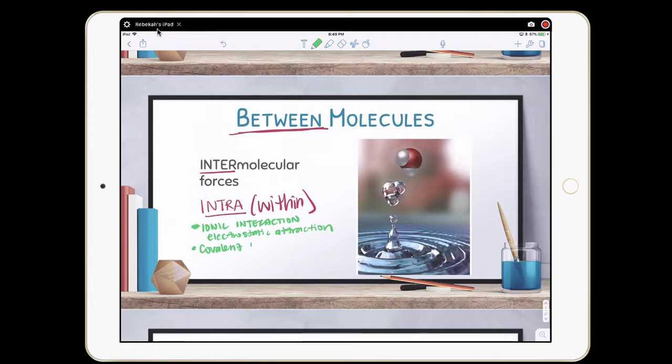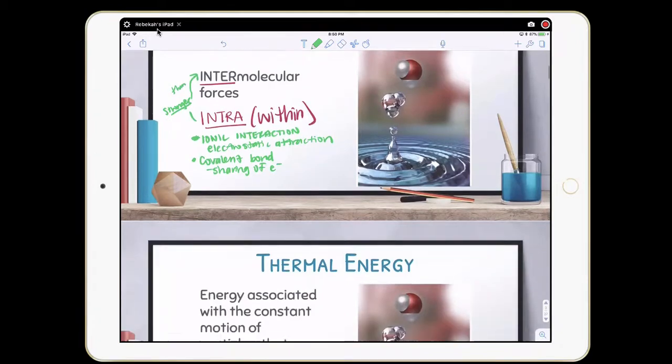Covalent. So a covalent bond. This is the sharing of electrons that's happening inside the molecule, within the molecule. These are very, very, very strong forces, stronger than the intermolecular forces. So we're now talking about things that are a little bit weaker than bonds or ionic interactions, but they still exist, and they help us out a lot by making water the way it is, for example. So let's move on to the next slide.